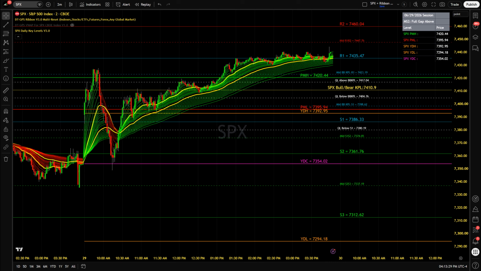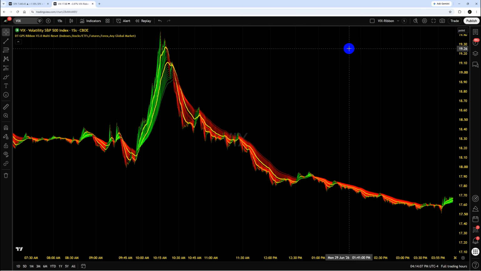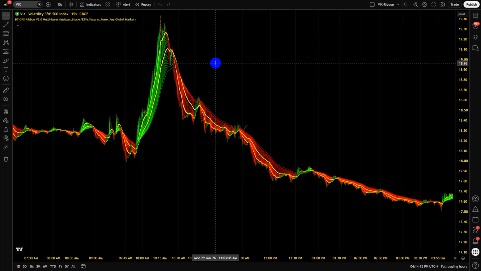Now, something else you can do with this ribbon when you're trading something like SPX is also look at the VIX. Use this ribbon with the VIX, and it can give you some early clues, and I'll show you that now. Okay, so here we have the VIX, which is the S&P 500 Volatility Index. Now we have this on a 15-second chart. So I prefer a 15-second chart for this.